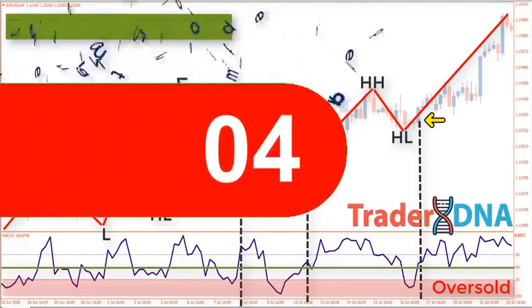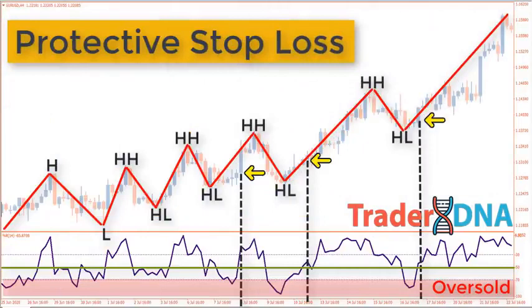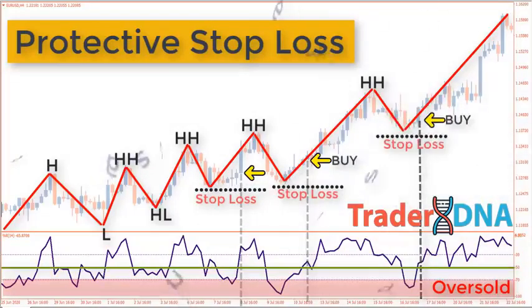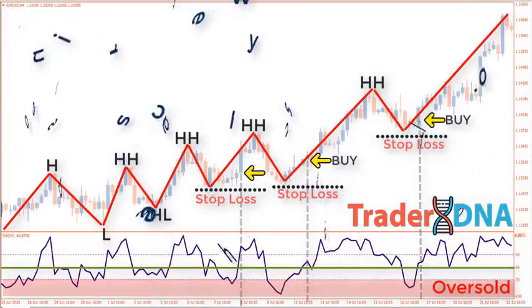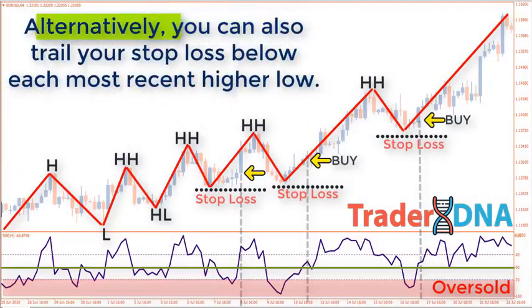Step 4. Place your protective stop loss below the recent higher low. We want to hide our protective stop loss below the most recent higher low level that formed right before the best momentum trading strategy issued the buy signal. Alternatively, you can also trail your stop loss below each most recent higher low. This strategy will allow you to lock in the potential profits in case of a sudden market reversal.